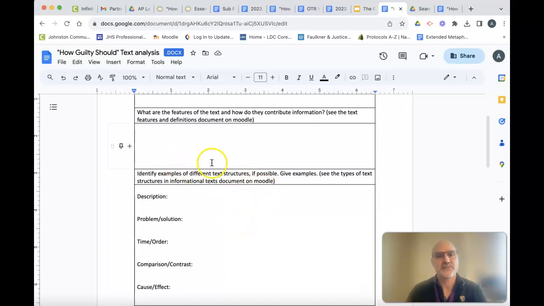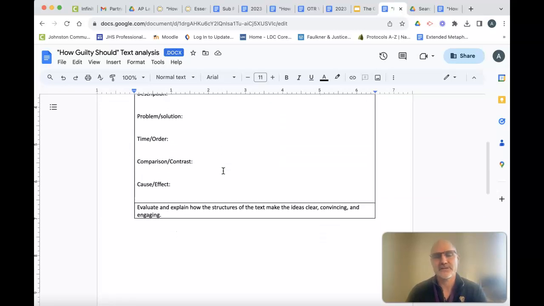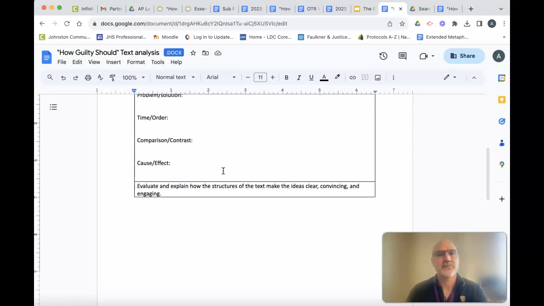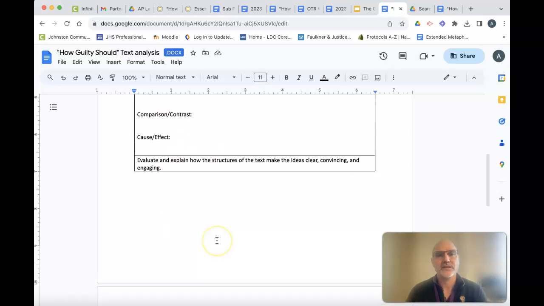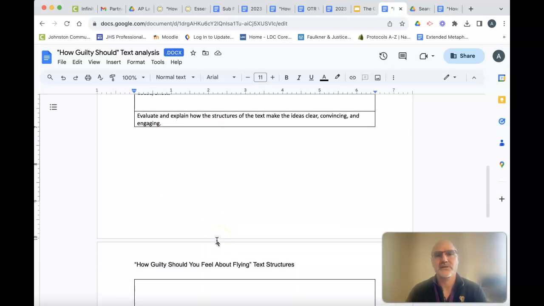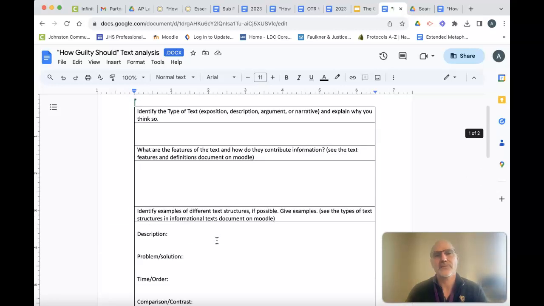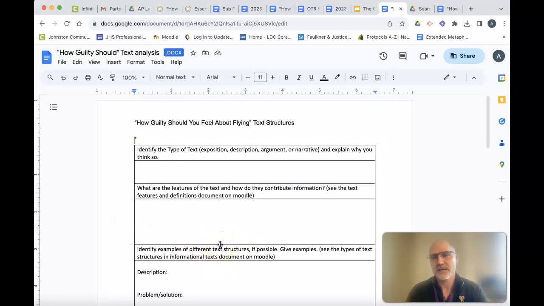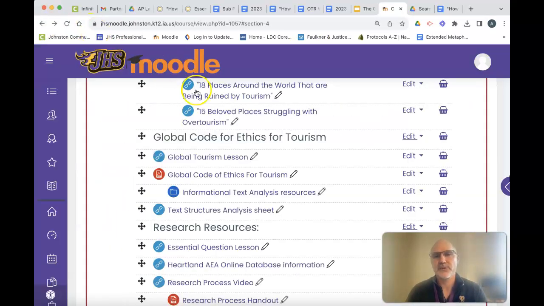I think one of the things that's missing from the other one is that we had theme on there. So you might start thinking about main idea if you're thinking about being convinced of something. And then these are the text structures, and then evaluate and explain how the structures of the text make ideas clear, convincing, and engaging. This document you actually are going to fill out just as a practice. We will submit it to Shobi for accountability purposes, and then we will also be doing an assessment on Wednesday for this if you're in my Wednesday class. Block day, I guess is what I should have said.